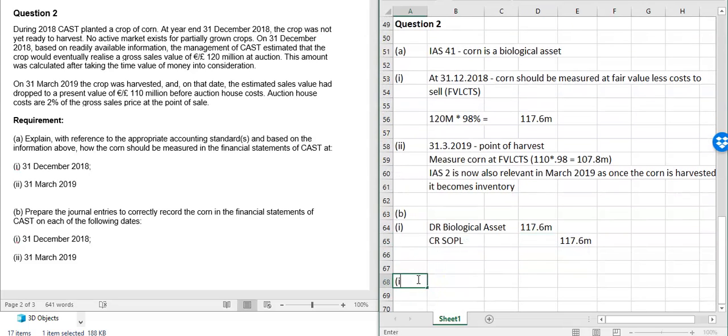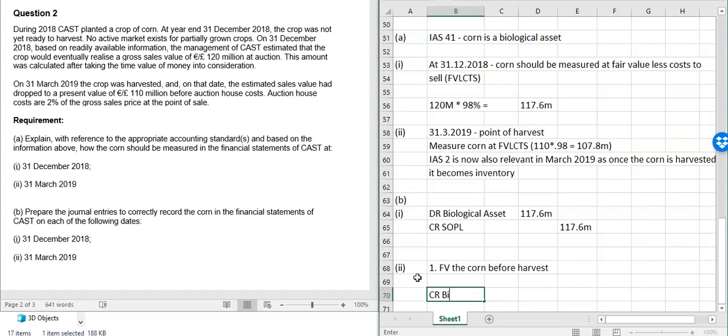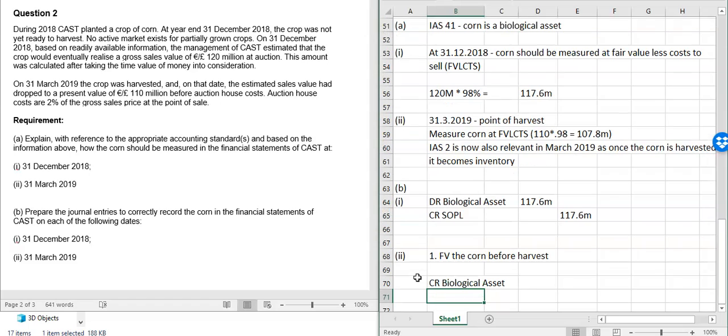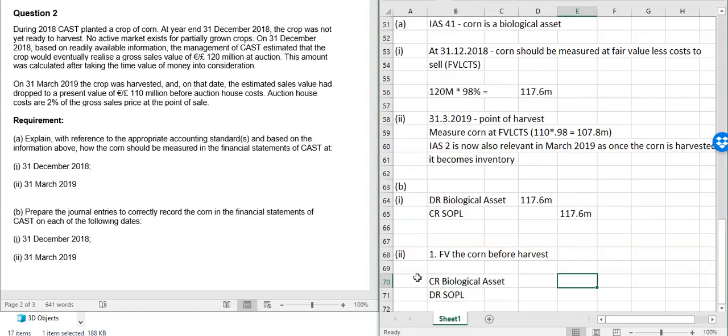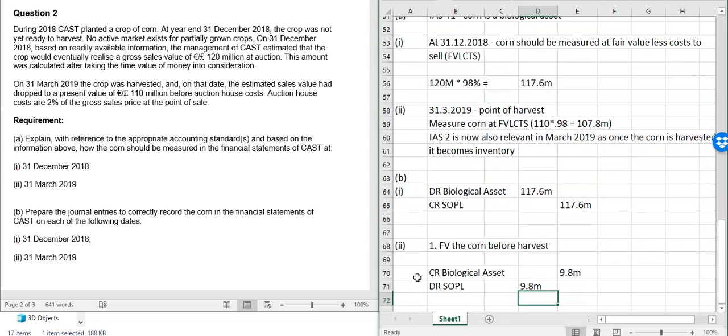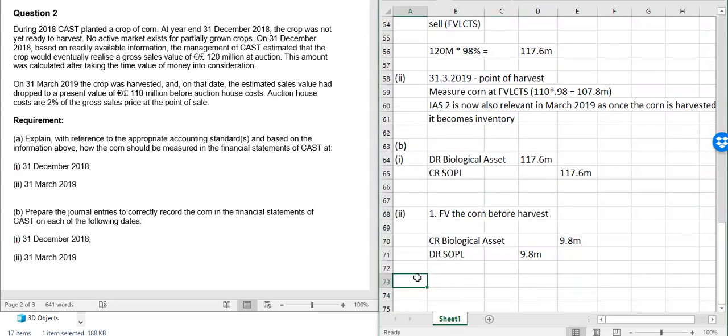Then when we get to March, the following year, we have to be a bit more careful because there's a couple of steps involved. You can do this as a single journal, but we'll do it in 2 steps. 1, fair value the corn before harvest. So we're actually going to credit the biological asset and debit the SOPL, the difference. It's going from 117.6 down to 107.8, which is a loss of 9.8 million. So we fair value it first. We actually fair value it down, which is the opposite of what we had.